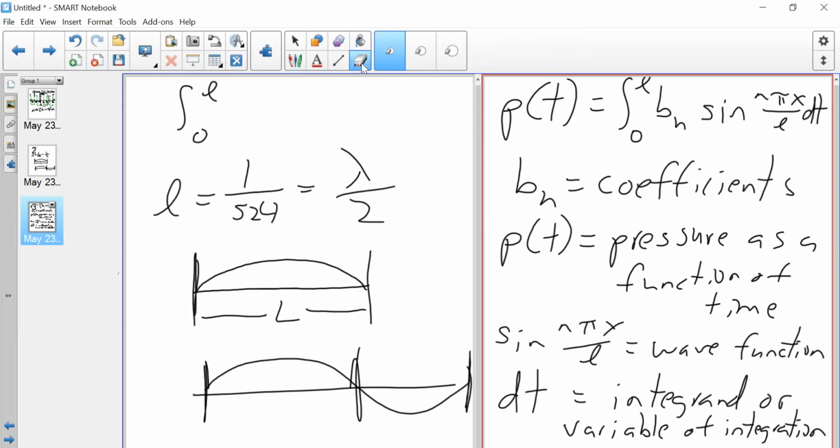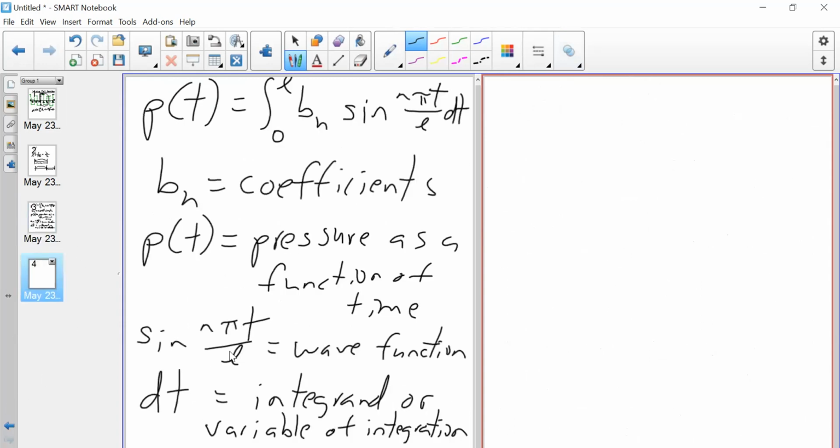Let me not be remiss of this. Let me get this out of here, because I'm thinking space. If this was space, it would be dx. Since this is time, this is going to be n pi t over L dt. So let me erase this here. N pi t over L. We'll see how that easily fits when we do the integration itself.